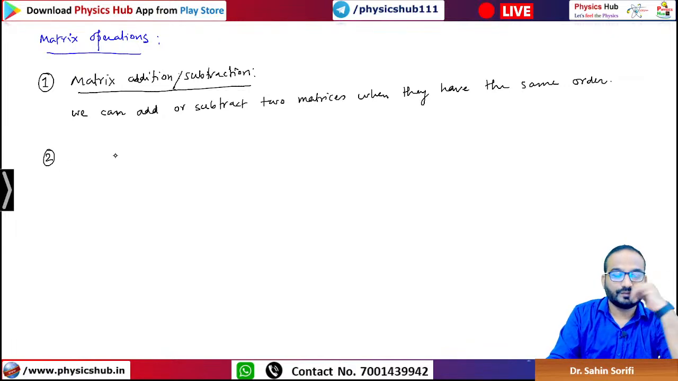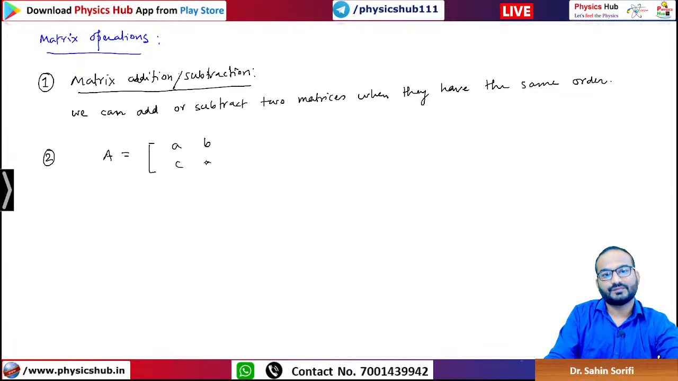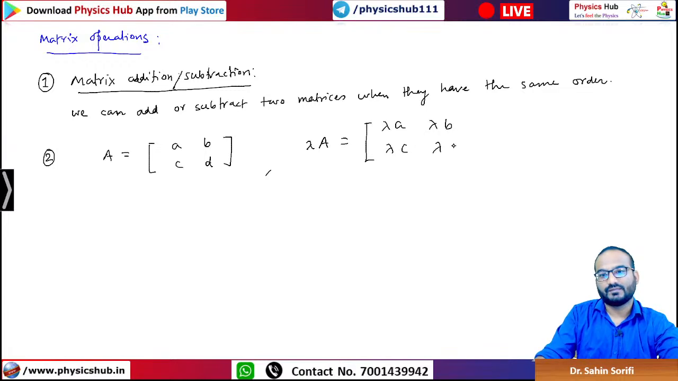Now let's say we have a matrix A whose components are a, b, c, d. Now if we multiply any scalar lambda with the matrix, what does it mean? It means multiplying each element with that scalar. This is a very important property. We will use it many times. Lambda a, lambda b, lambda c, lambda d.